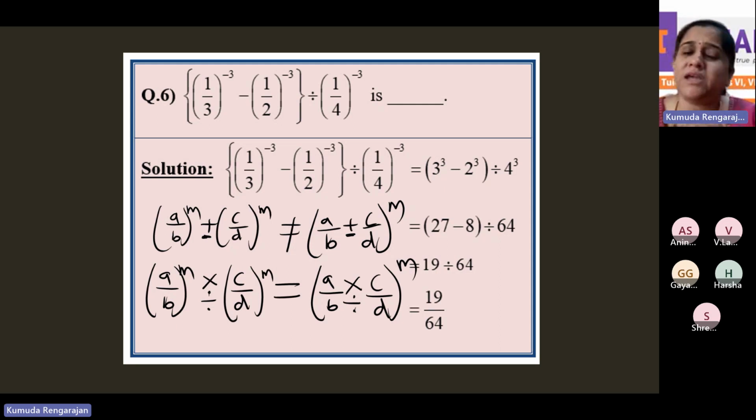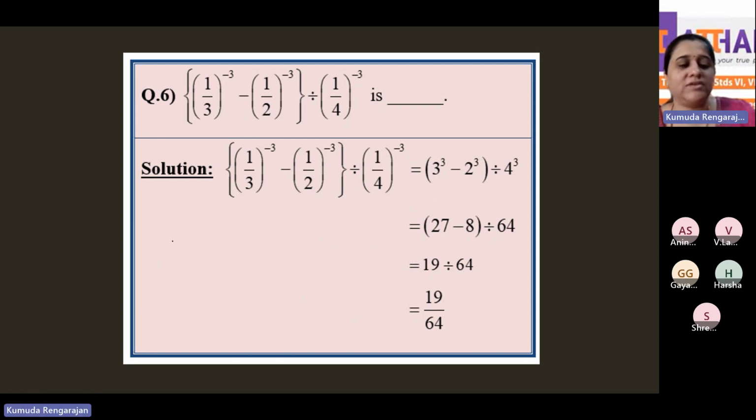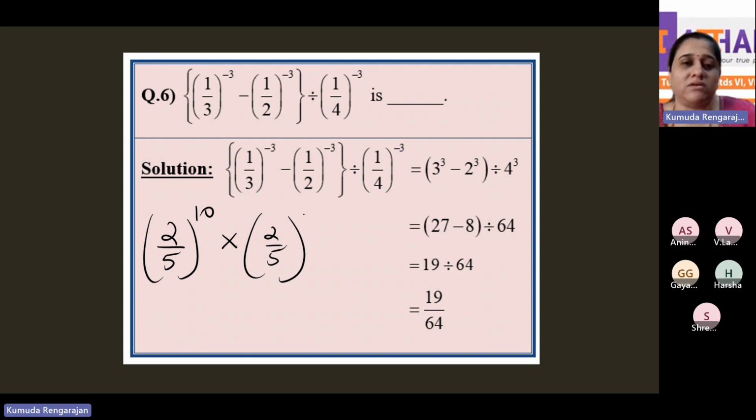In fact, even if bases are same, you can use this rule. Supposing you have 2 by 5, the whole power, say like 10, into 2 by 5, the whole power, say like 25. Now here you can use any rule. Like bases are same and it's multiplication, add the powers.